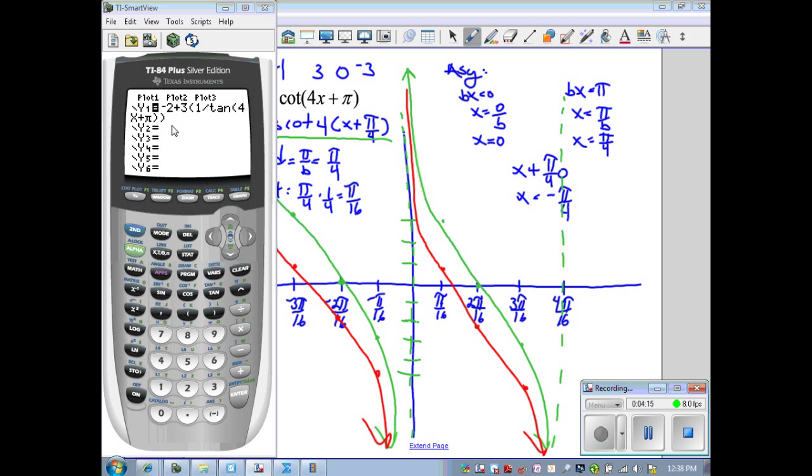Let's graph the function to verify my solution. Here, a negative 2 plus 3 cotangent, of course, is 1 over tangent of 4x plus pi. Then we graph the function. Let's verify a point. Here, a negative pi over 16 is at a negative 5. And I check that using a calculator, and I get the same value.